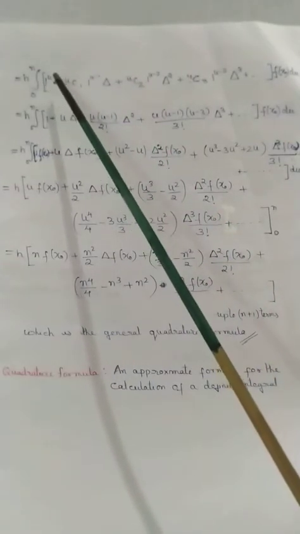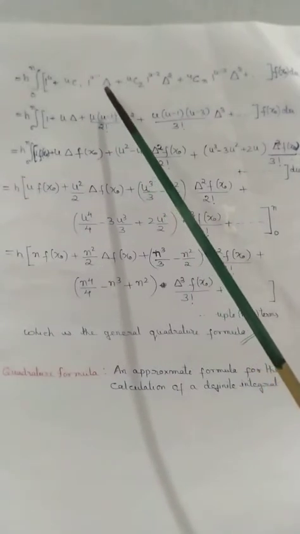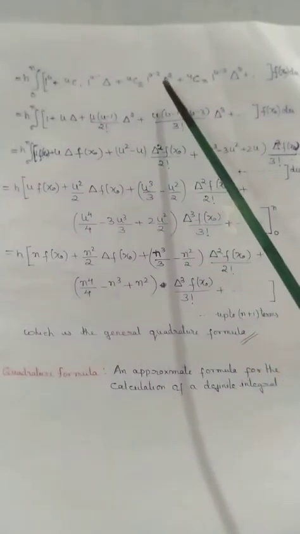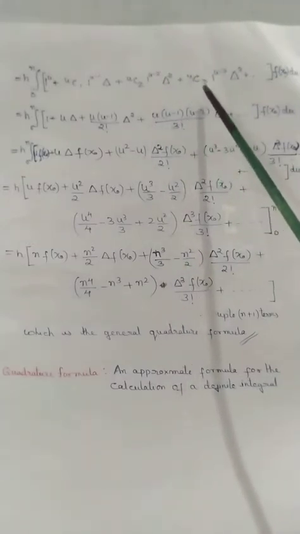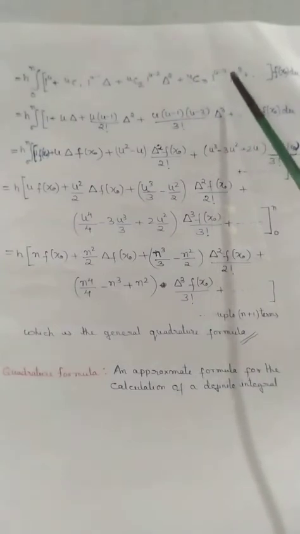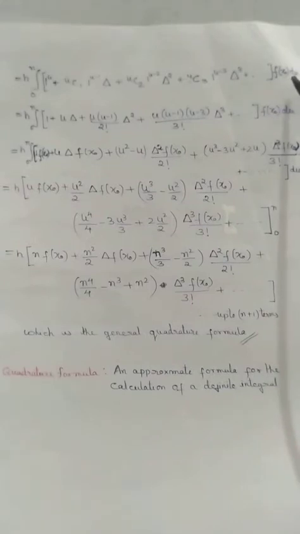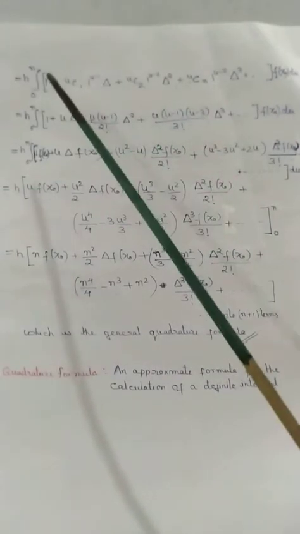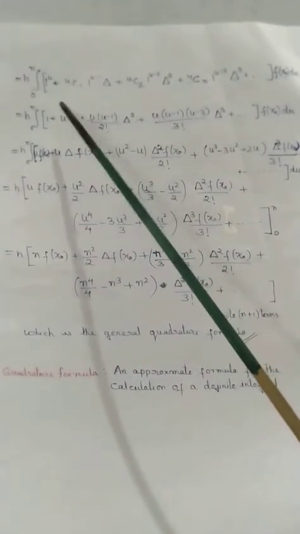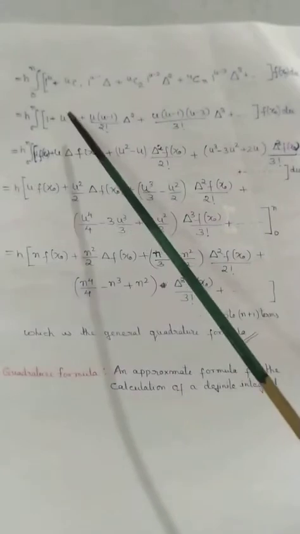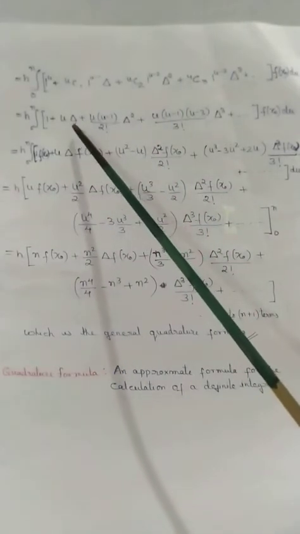It will be 1^u + uC1 1^(u-1) del + uC2 1^(u-2) del^2 + uC3 1^(u-3) del^3 + up to infinity, f(x0) du. Now 1 raised to the power u will be 1, then this will become u, uC1 is u, then this is del, this is 1, so we don't write.